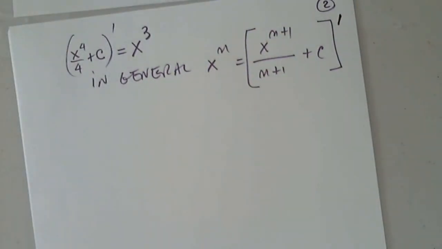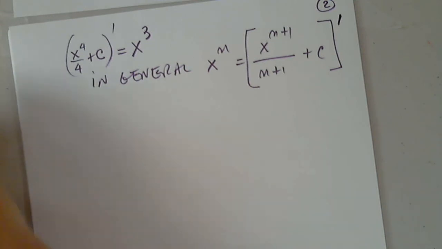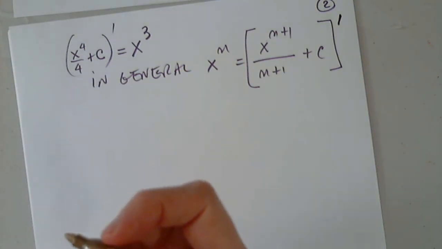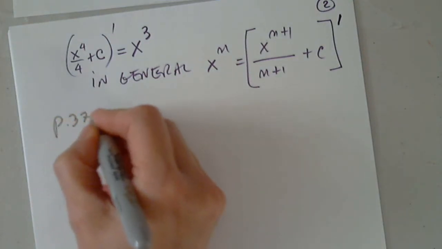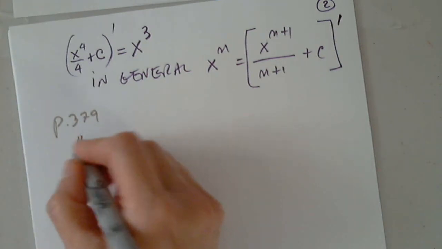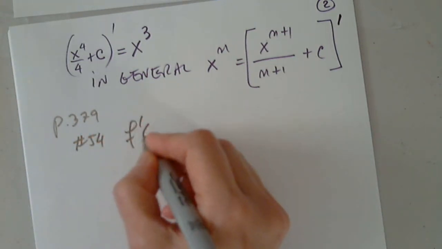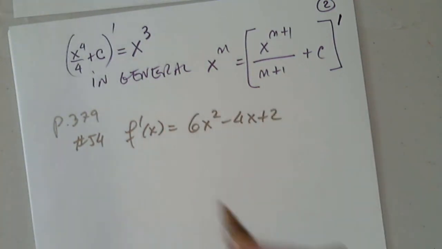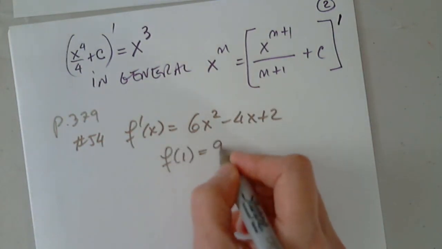So let's look at an example and see how this works, and then we'll look at others. I'm not using the integral notation just yet in this section. I know they are using it. It's not the right time, but again, you can use it if you'd like. So let's suppose we are given, I'm on page 379, and let's say we want to look at 54. We are given f prime of x equals 6x squared minus 4x plus 2. We are also told that f of 1 is 9.